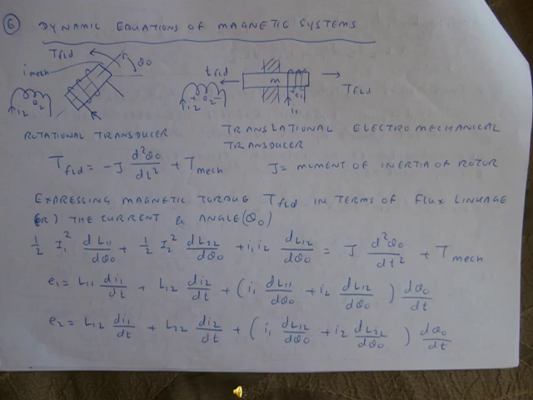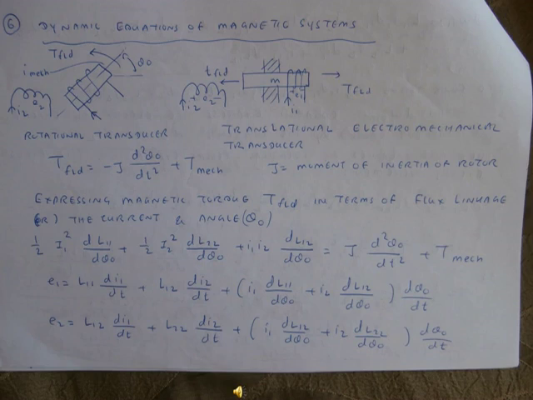That electrical voltage is also related to the angular acceleration. So there will be E1 equal to A11 dI1 by dt plus A12 dI2 by dt plus I1 dA11 by d theta 0 plus I2 dA12 by d theta 0, and multiply with d theta 0 by dt.